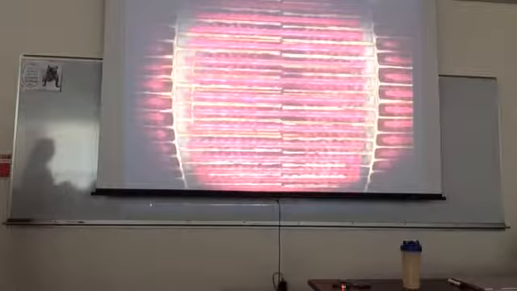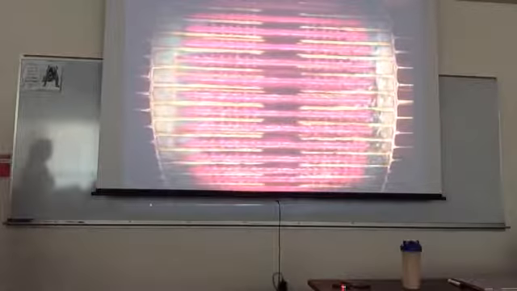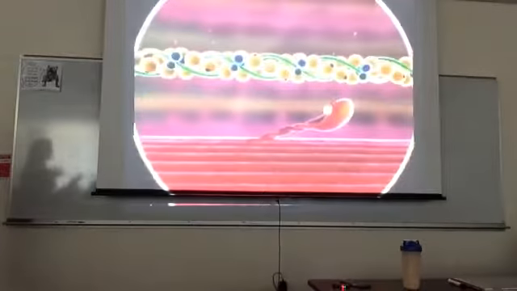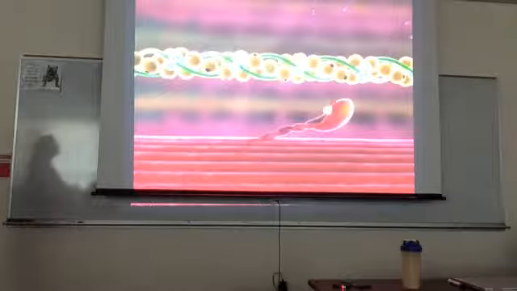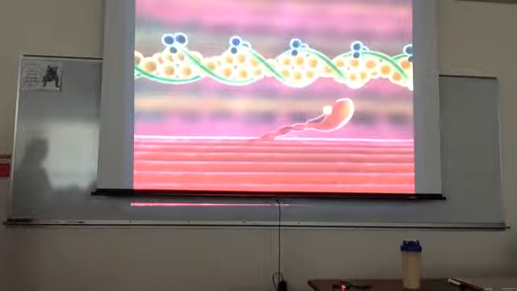Cross-bridge cycling ends when calcium ions are actively transported back into the sarcoplasmic reticulum. When there's no calcium, there's no muscle contraction. So all of this will change back. Troponin returns to its original shape, allowing tropomyosin to glide over and cover the myosin binding site on actin.